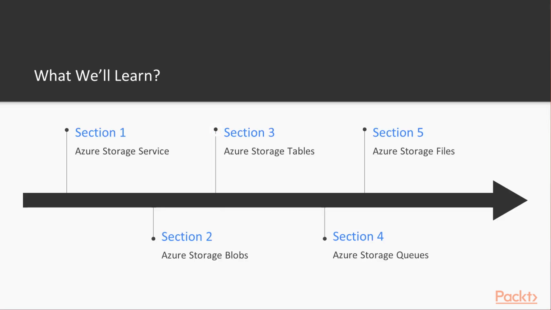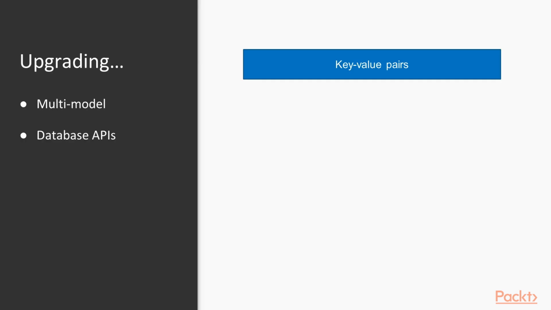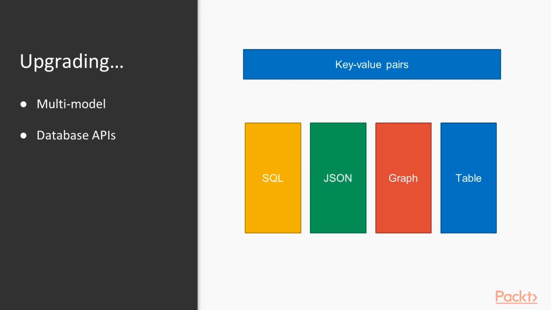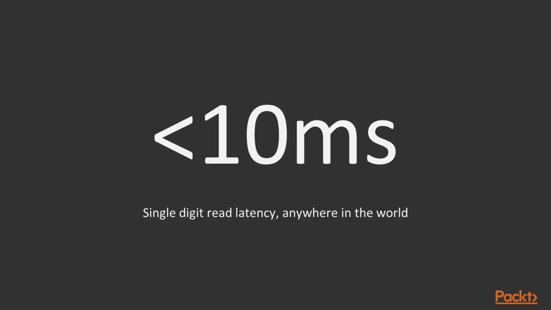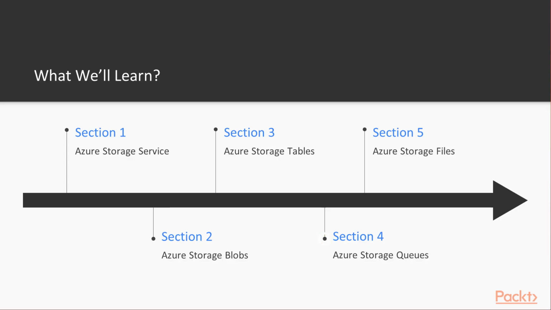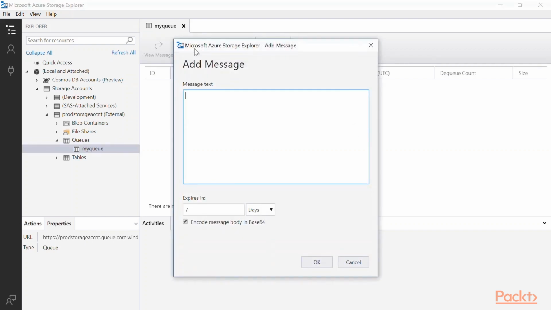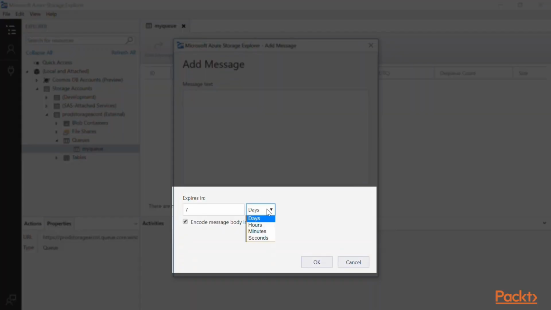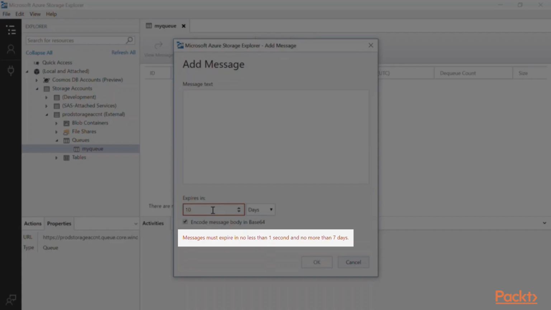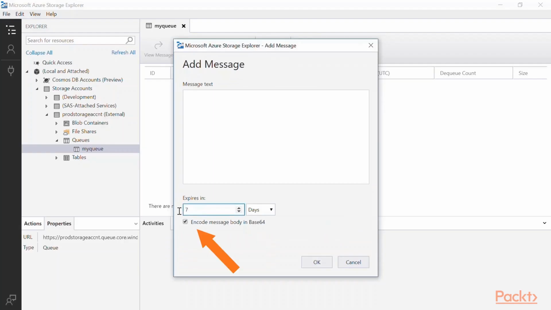Then in section 3, we will take a look at the Azure Storage tables, how to create the Azure Storage table, how to store the information, and how to access it. In section 4, we will take a look at Azure Storage queues, what kind of service model do they support, how many queues can we create, how to create a queue, and how many messages or how many types of messages can we store in it.